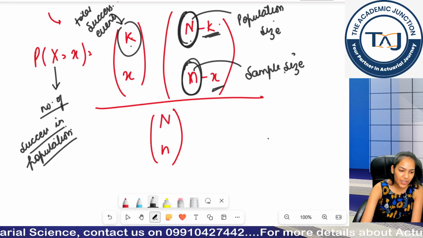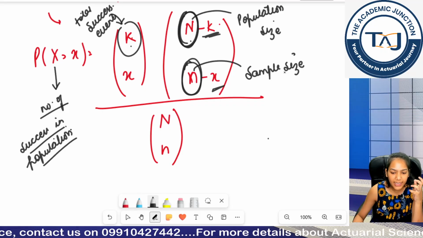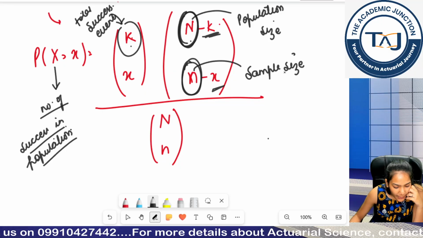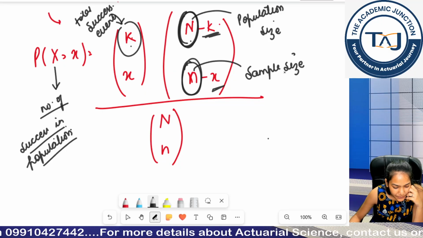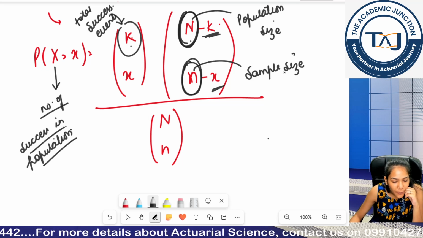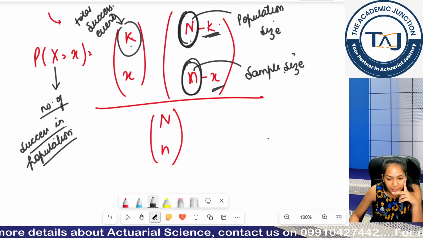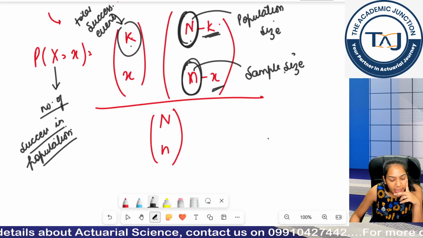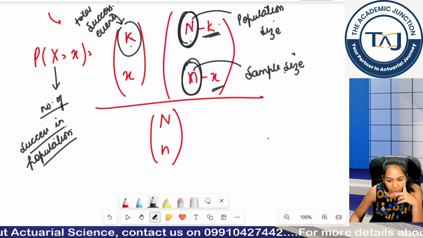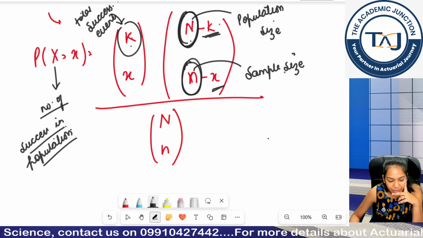Let's do a question of it, and then you will understand more what exactly this distribution is about. Okay? Write down the question. Among 58 people applying for a job, only 30 have a particular qualification.